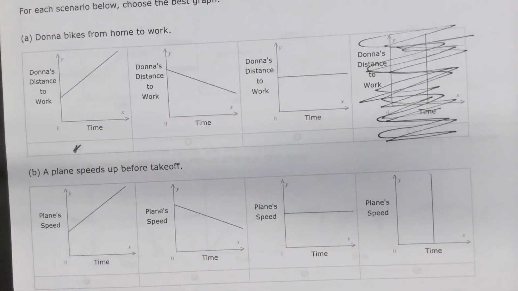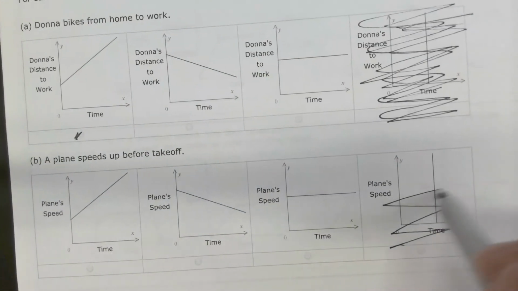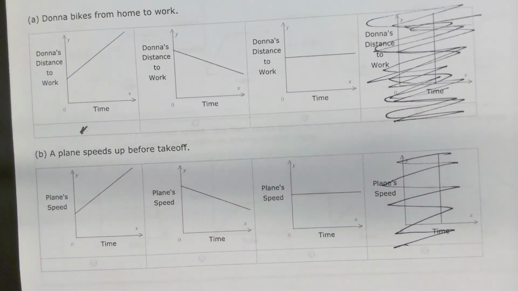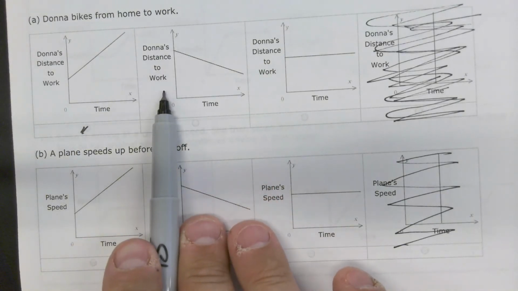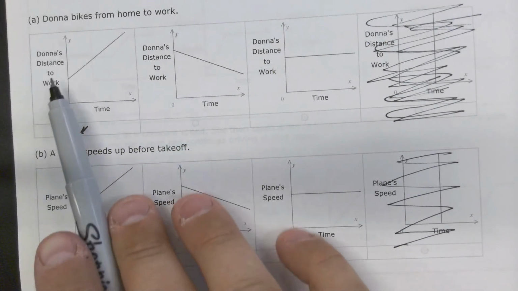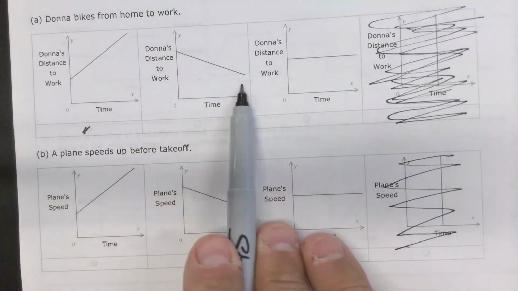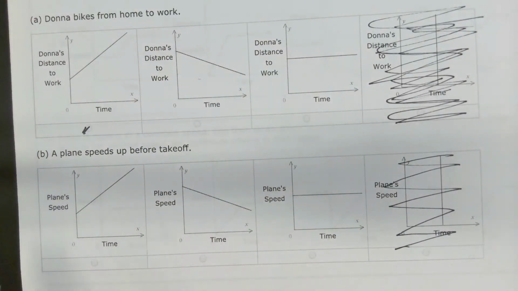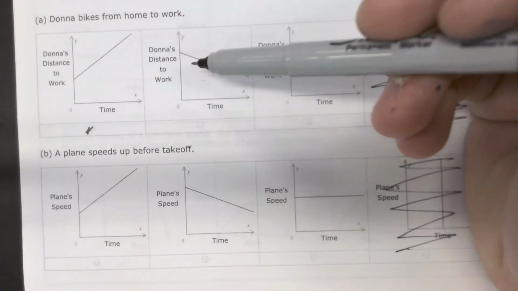Alright, a plane speeds up before takeoff. Which one? What do you think? She's going to work. So Donna's distance to work, so it'd be this one. But that's helicopter. So these are kind of hard. You have to really read these right here. That one's actually kind of a tricky one.